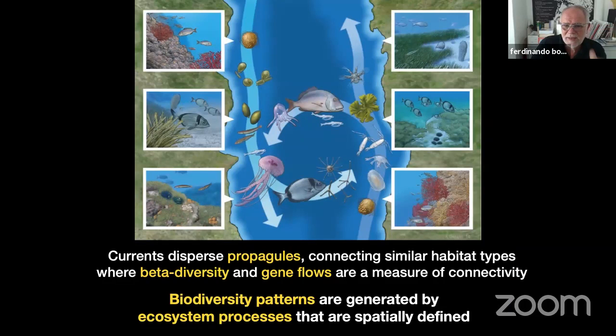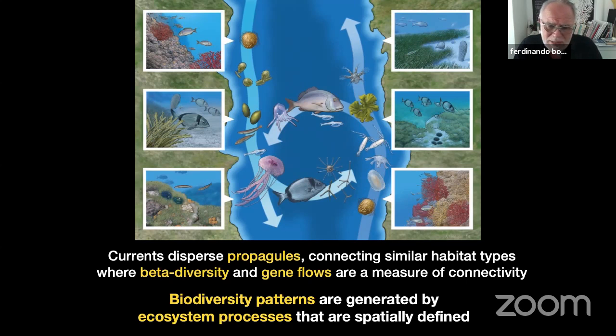This is explained in this picture where you see the habitats. Unfortunately, we use the habitats of the Habitats Directive, and so they are all benthic. But then you can see the propagules in the middle and the currents that transport them from one spot to the other. And you have asexual propagules, fragments, seeds, larvae, and adults that can move.